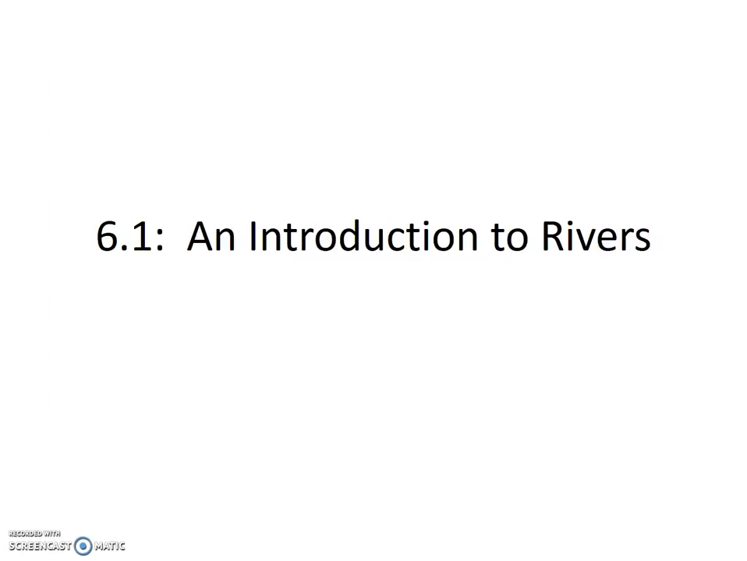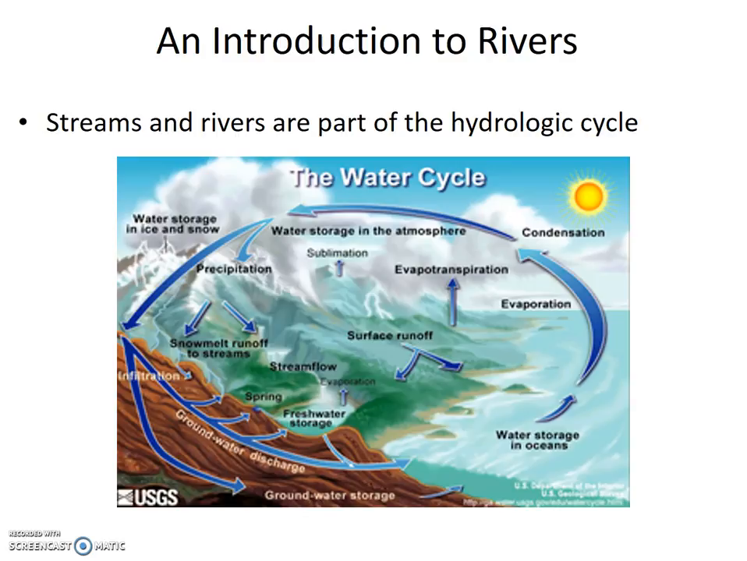6.1, An Introduction to Rivers. Streams and rivers are part of the hydrologic cycle. Can you see them? They can be fed directly from rain, or perhaps the precipitation stays as snow and/or ice for a while before melting and feeding streams and rivers.